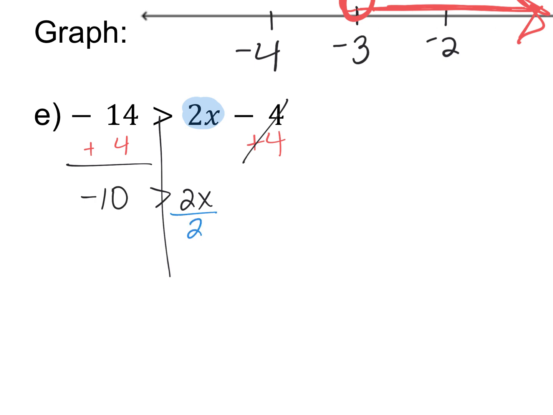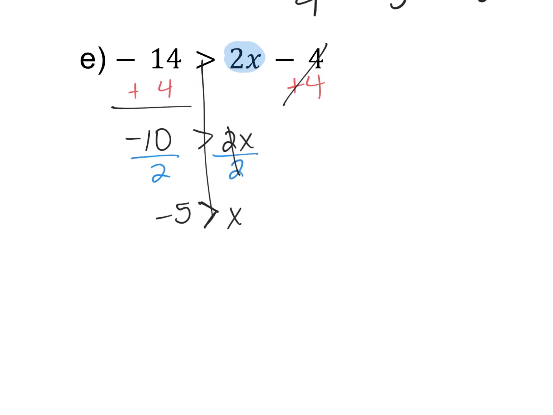Divide by 2 to get it off of the x. So those cancel. Do we flip the sign? The answer is no, because that 2 was not negative. So we have negative 10 divided by 2 is negative 5. So we have it like this, negative 5 is greater than x.